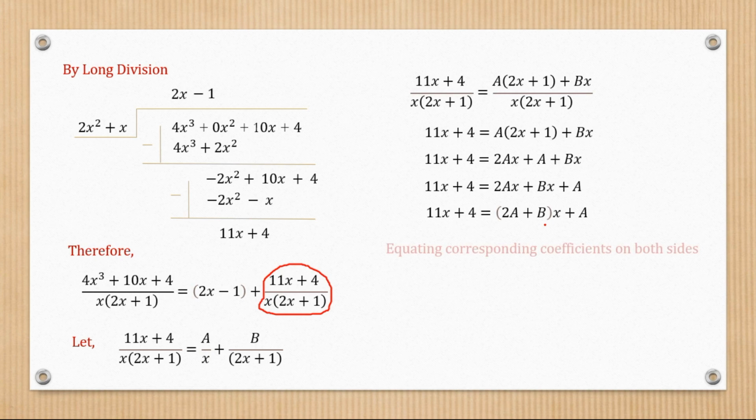Then we're going to compare the coefficients on both sides. So you can see that a, actually when you look at this, a shall be equal to 4. So we now know the value of a. And then 2a plus b is 11, but we know what a is. A is 4, so we have 2 times 4, which is 8. So 8 plus b is equal to 11, and b shall be equal to 3.